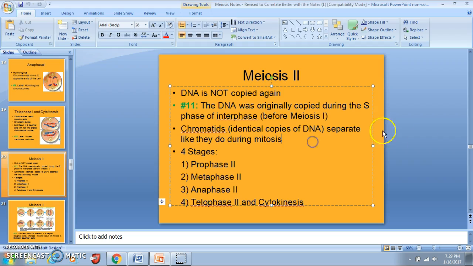During meiosis 2, we're going to see something very similar to what happens in mitosis, because instead of pulling apart pairs of homologous chromosomes like we do in meiosis 1, in meiosis 2, we're going to be separating chromatids, identical copies of DNA. So we're going to be ripping apart the pieces of that X, just like we do in mitosis. We have 4 stages. They're the same ones as we see in meiosis 1 and mitosis, but this time we put a 2 after each one.